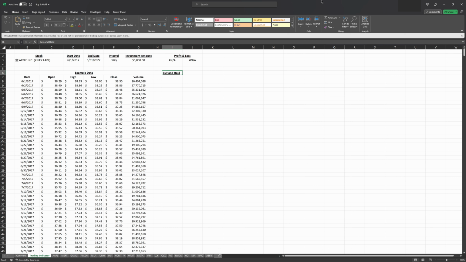Today we'll be talking about the buy and hold trading strategy. Now, this is a long-term investment approach where an investor buys a stock or portfolio of stocks and holds on to them for an extended period of time, regardless of short-term market fluctuations. We'll be going over the programming in Excel as well as doing some backtesting so you can see the performance over time. Let's jump into it.